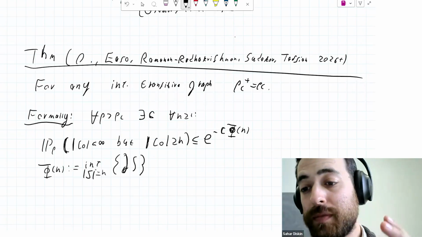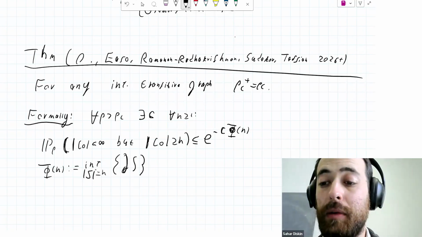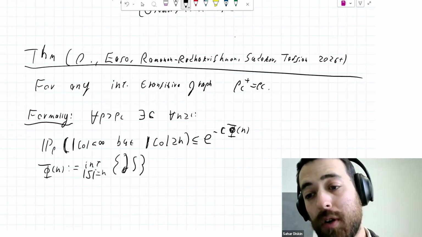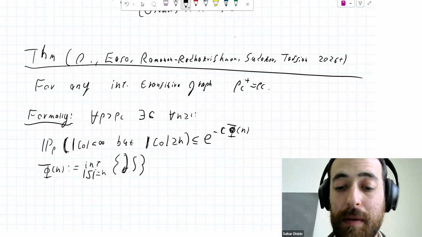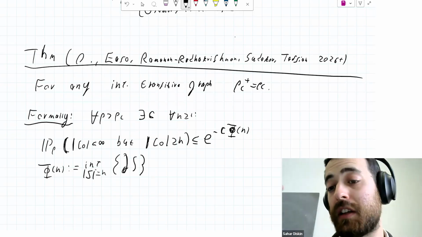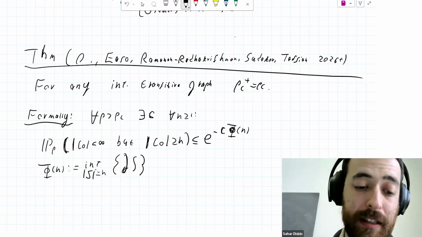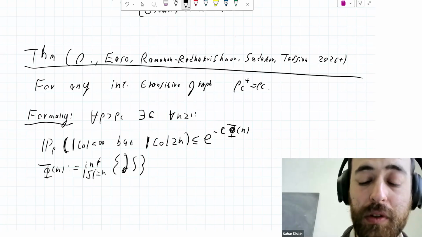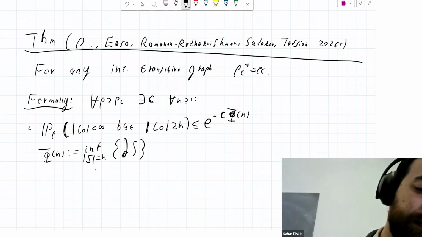For example, in the hypercube, this would be subcubes. If I look at Z^d, then I can take boxes, etc. So this is just the minimum isoperimetry. The difference between this and the Cheeger constant is just that I don't normalize by the size of the set. It's the same as the Cheeger constant without normalizing. And since I'm working with infinite graphs, I need to put an infimum here instead of a minimum. So this is the statement.